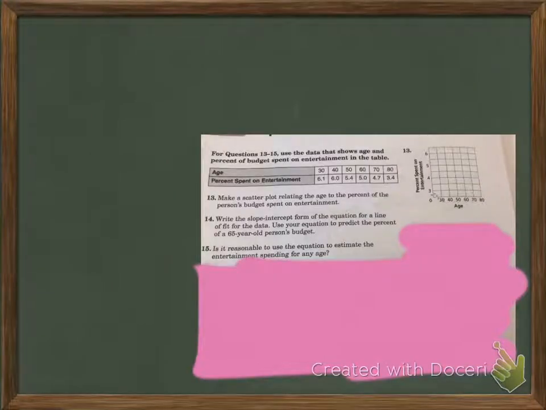we need to make a scatter plot, write it in slope-intercept form, and then answer whether this is reasonable. If we're making a scatter plot, we're just going to plot the points. So if we're going to plot here, we have 36.1 is going to be about right here. Then we have 46.0, a little bit underneath. This is hard for me to graph here, sorry.